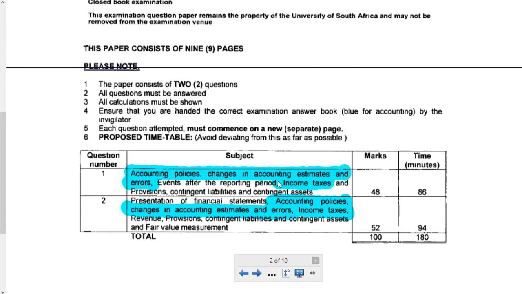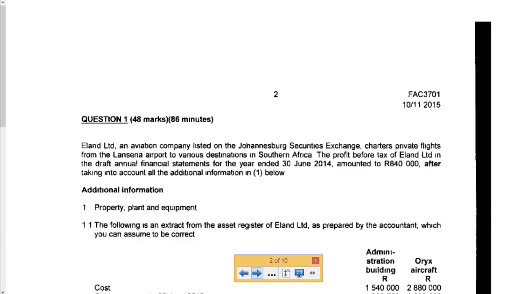So in the first one, we have events, and we have provisions, and we have contingents. In the second one, we have presentation, we have revenue, we again have provisions, we again have contingents, and we have fair value. I presume that first one, presentation, I think is maybe framework. I don't know. It should say framework, though. We'll have to have a look what that is. All right, so that's your typical exam paper.